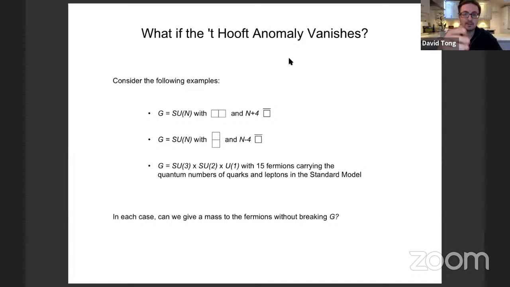And the final one is of course the most famous of all. It's SU(3) times SU(2) times U(1) with 15 fermions that carry the quantum numbers of quarks and leptons of the standard model. And if you don't remember what they are, I'll tell you a little later in the talk.